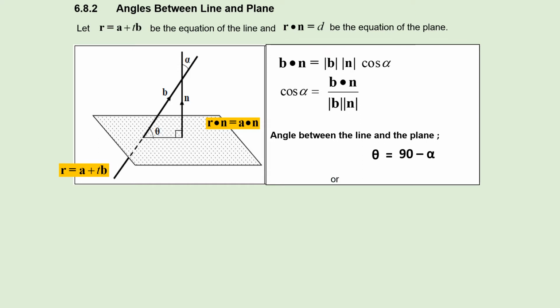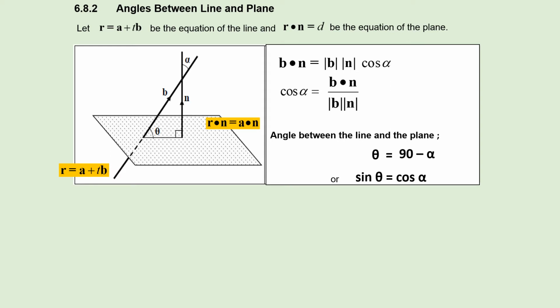Some books, our school textbook, give you this relation. Instead of using cos alpha, they straight away write sine theta, where theta is the angle between the line and the plane. Actually it's not easy to use. I would prefer you to use this relation: find the alpha first and then subtract from 90.